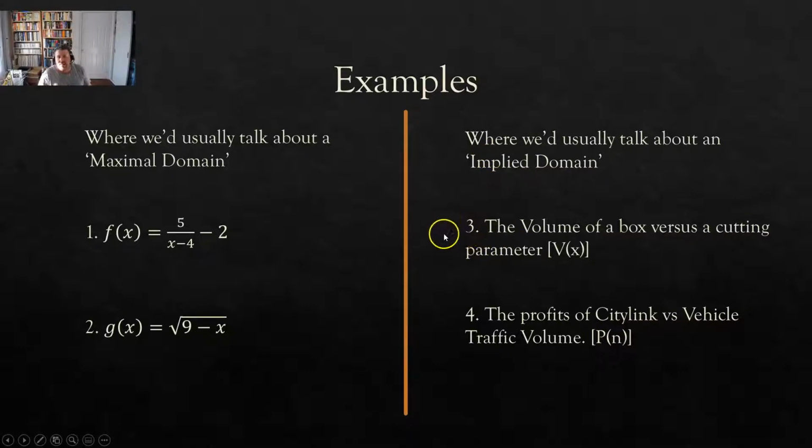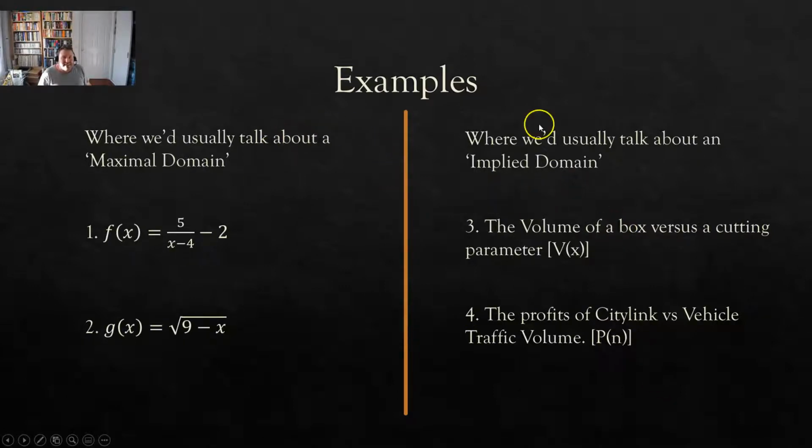Those examples are going to be the volume of a box versus cutting out a little corner. We've all done a lot of these problems already. And then we're going to look at the profits of CityLink versus how many cars are driving on it per day. So these two cases are going to be cases that have an implied domain.